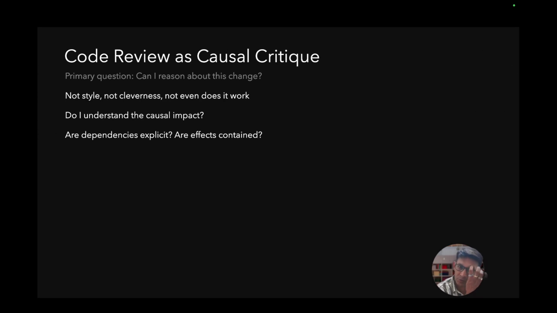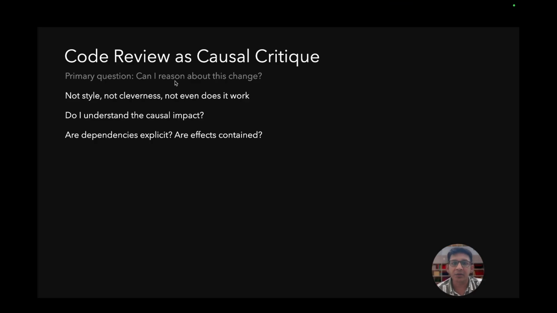Now let's look at code reviews as a means of figuring out the causality which is there in the code. Code review should primarily ask, can I reason about this change? It should not ask, does it follow our style guide? Or is it clever? Or even, does it work? The question is, do I understand the causal impact? Can I predict what this will affect? Are the dependencies explicit? Are the effects contained? If the reviewer can't answer these questions, the change shouldn't merge. Not because it's wrong, but because it's opaque.